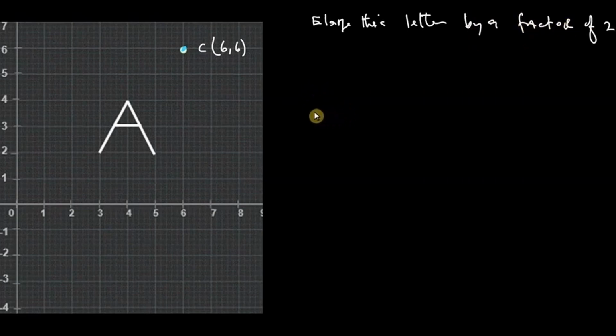So how do we go about doing this? Well, the first thing we do is we recognize that from the center of enlargement to any vertex, we know that the enlarged image must be a part of a line that connects those two.